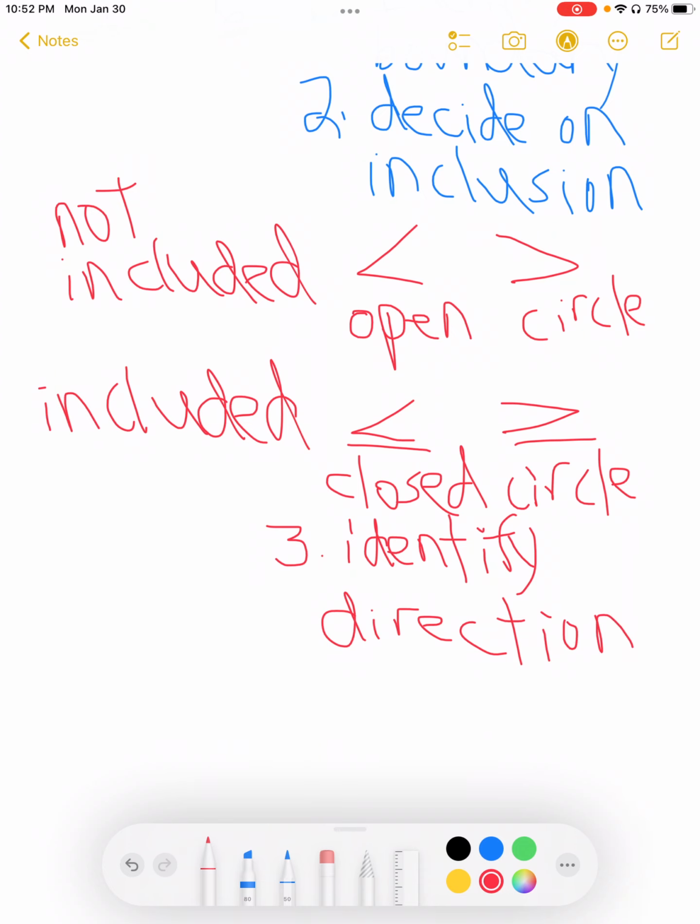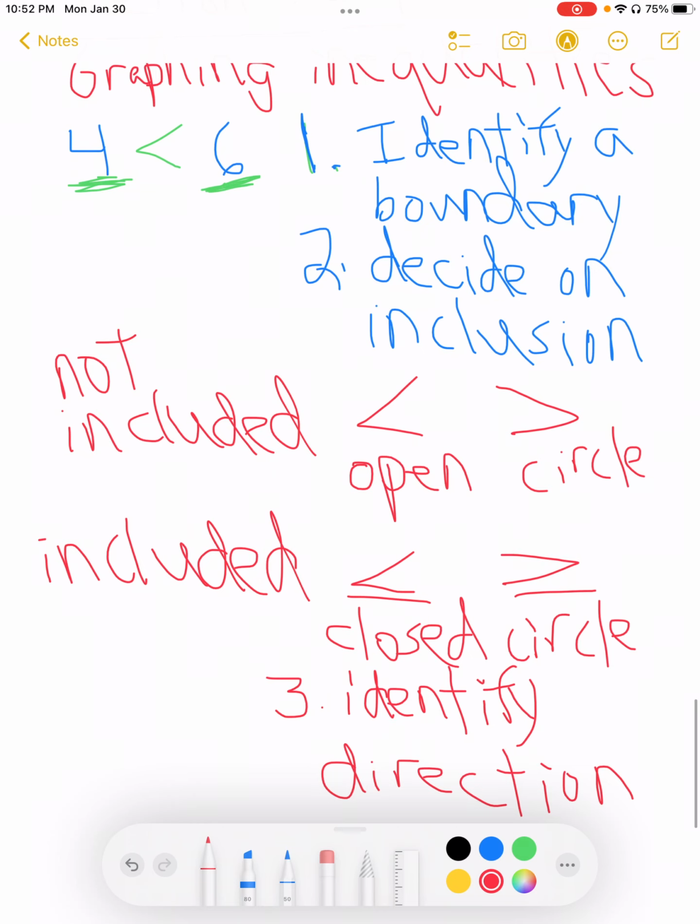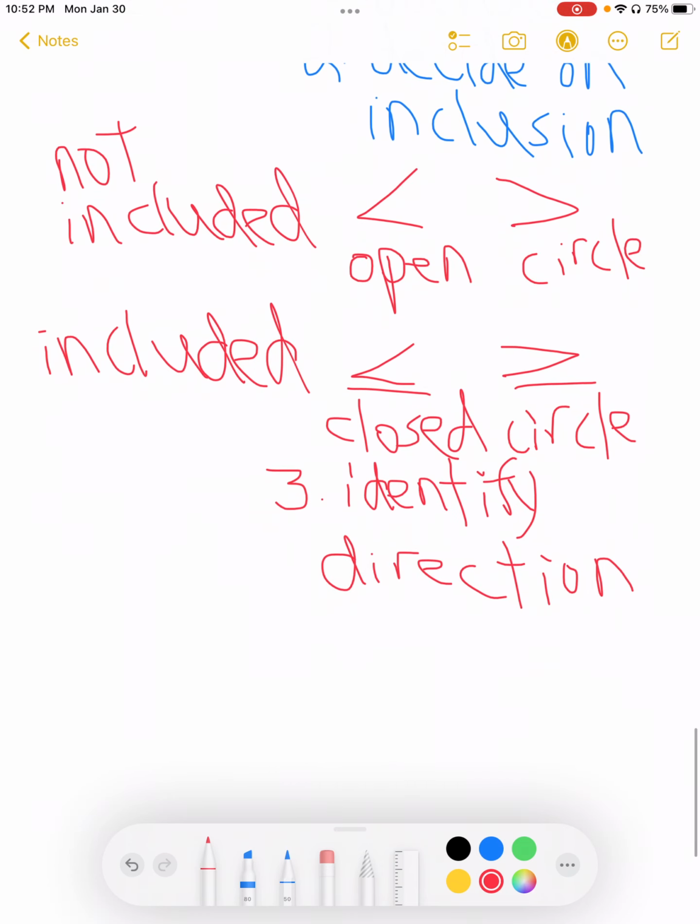Okay, so review: we said identify a boundary, decide on inclusion, whether it's open circle or closed circle, and identify direction. So let's go ahead and look at example 1 here. They gave us this thing. They said, go ahead and graph this. And they said, I have x greater than 2.